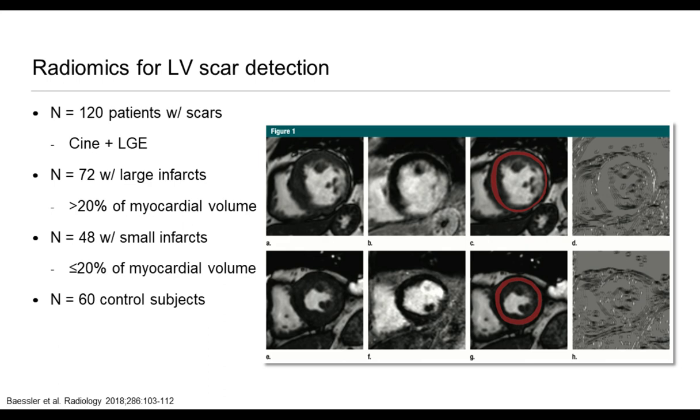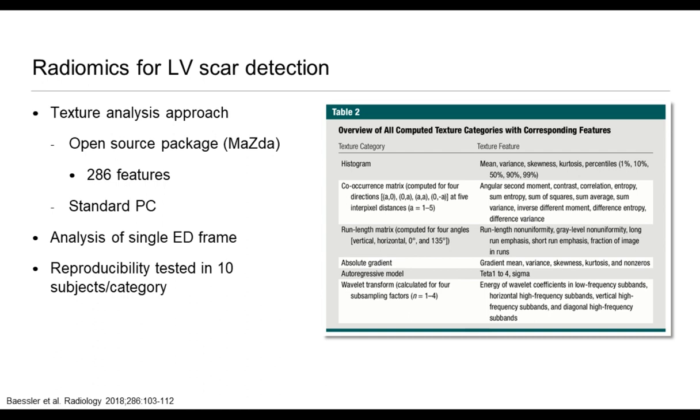So what they did is they took an open source texture analysis package called Mazda. You can download this for free from the internet. They measured 286 features that quantified relationships between the pixels, so the grayscale values that you measure in the image, and they just ran this on a standard PC. What they analyzed was a single end diastolic frame of the cine sequence, and they also looked at reproducibility.